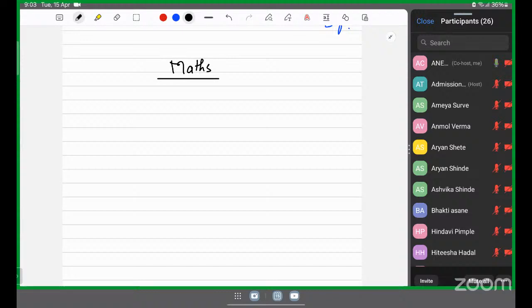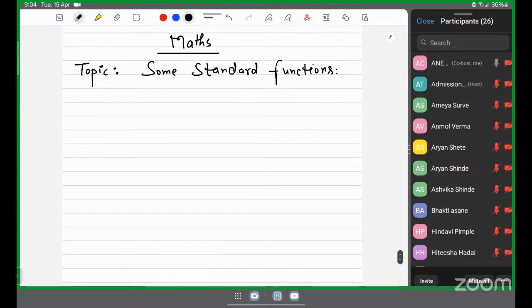Today's topic is some standard functions. First one, or the simplest possible function, is constant function, which is f of x equals some constant k.